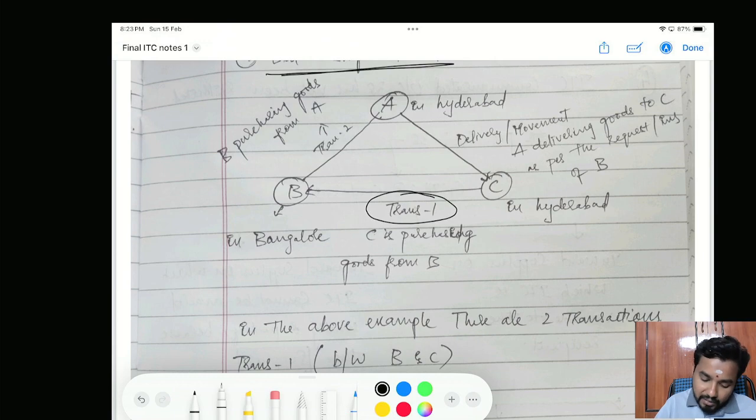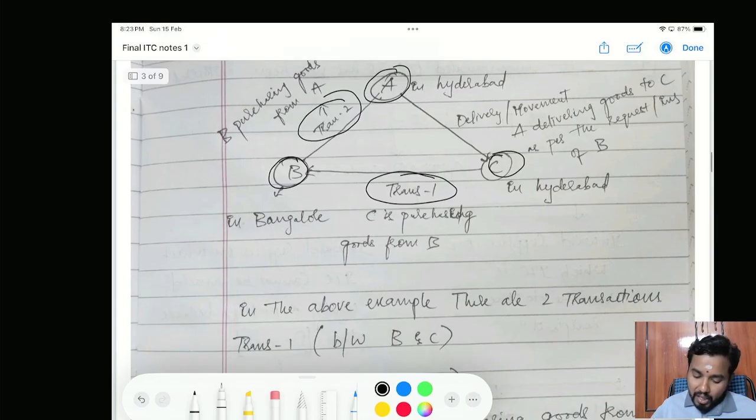There are two transactions, transaction 1 and transaction 2. Transaction 1 is happening between B and C. Transaction 2 is again happening between B and A. Now A is in Hyderabad, B is in Bangalore and C is also in Hyderabad.